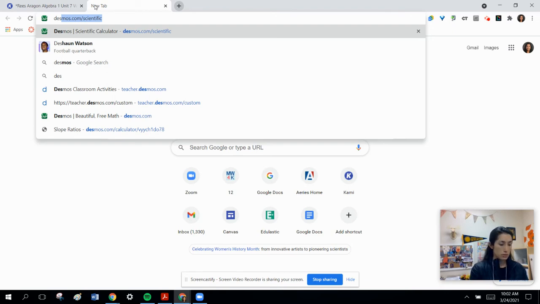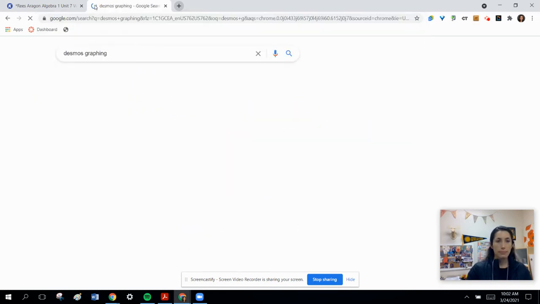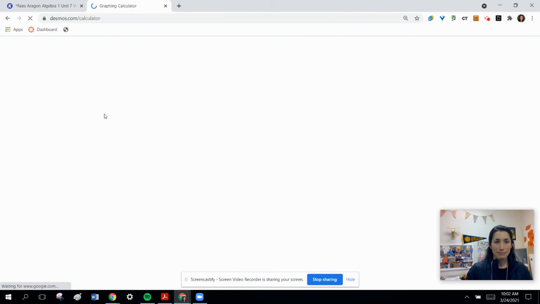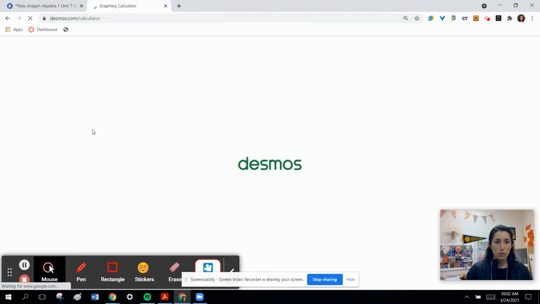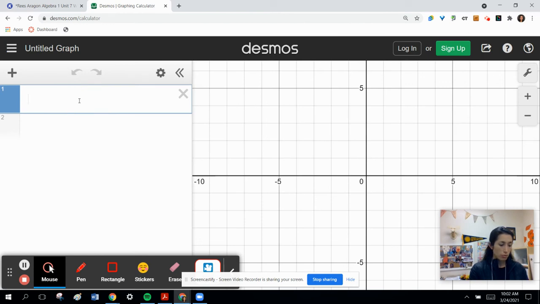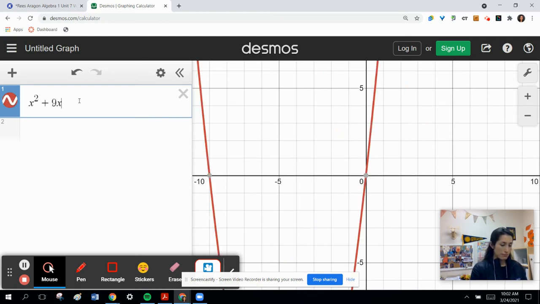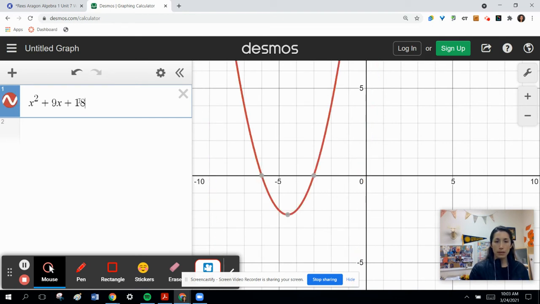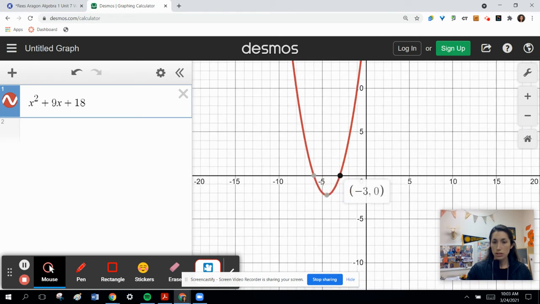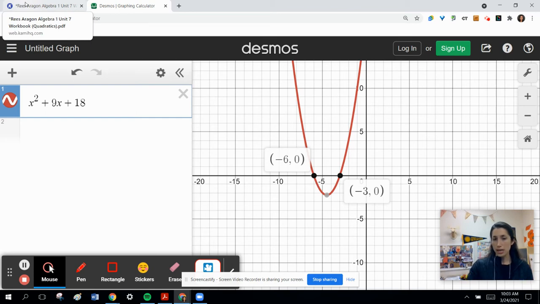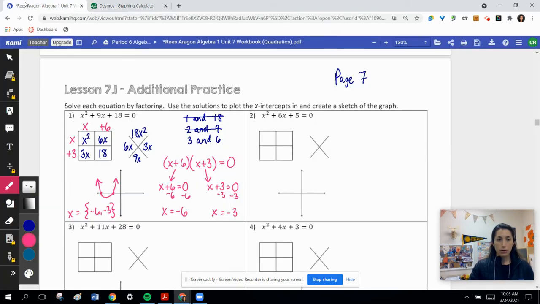Let's go to Desmos graphing, there we go. So now into the Desmos graphing calculator, we can just type our original equation, which was x squared plus 9x plus 18. And that would be like a sketch of what the parabola looks like, which is very similar to what we got in our solutions, the negative 3 and the negative 6. So solutions, remember those are roots or just x-intercepts on the graph.